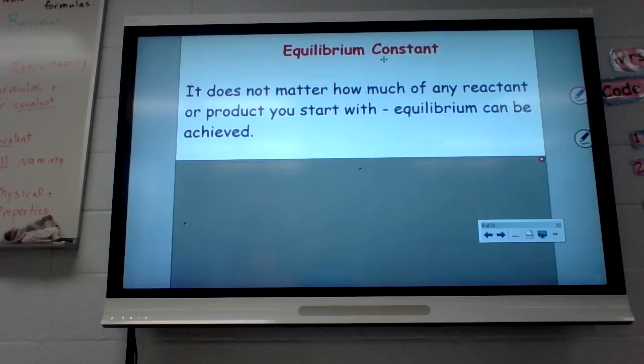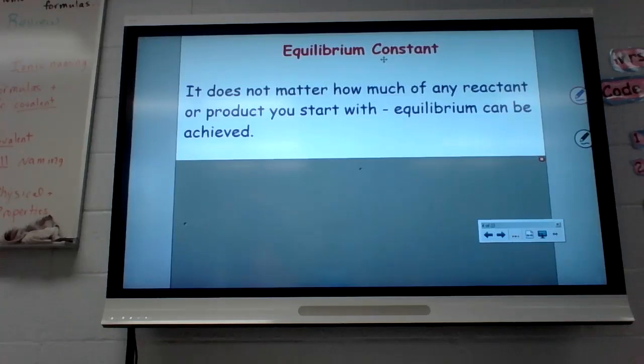So it does not matter how much of any reactant or product you start with, equilibrium can be achieved. If you think about our liquid vapor system, if we increase the temperature, what happened to evaporation? The evaporation increased, right? So what happened to our amount of water? It decreased, right? And our vapor increased. So we can change the amount of water vapor and the amount of actual water we had.